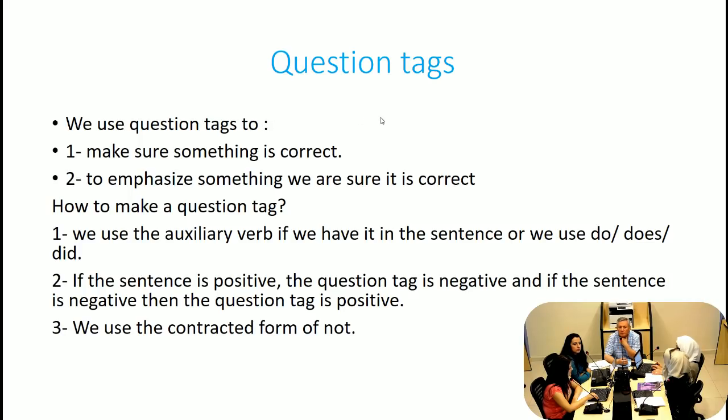First, we use the auxiliary verb if we have it in the sentence, or we use do, does, or did. Second, if the sentence is positive, the question tag is negative. And if the sentence is negative, then the question tag is positive. Three, we use the contracted form of not. This is very important for the students because we cannot say has not she, hasn't she. It is obligatory to use the contracted form of not.